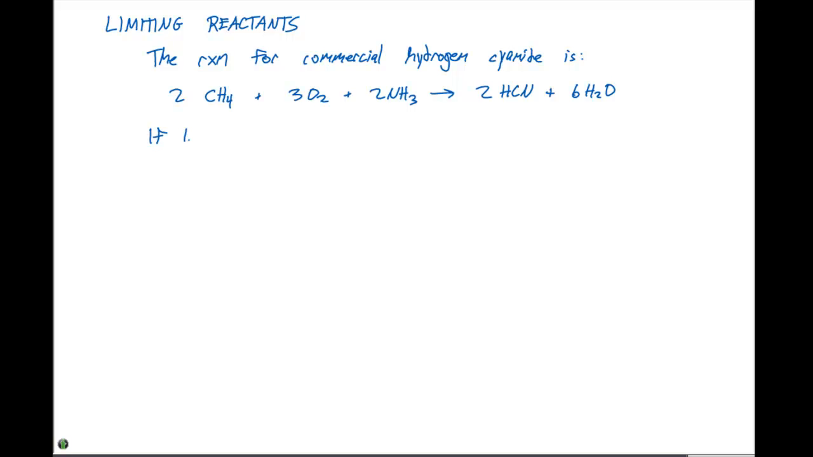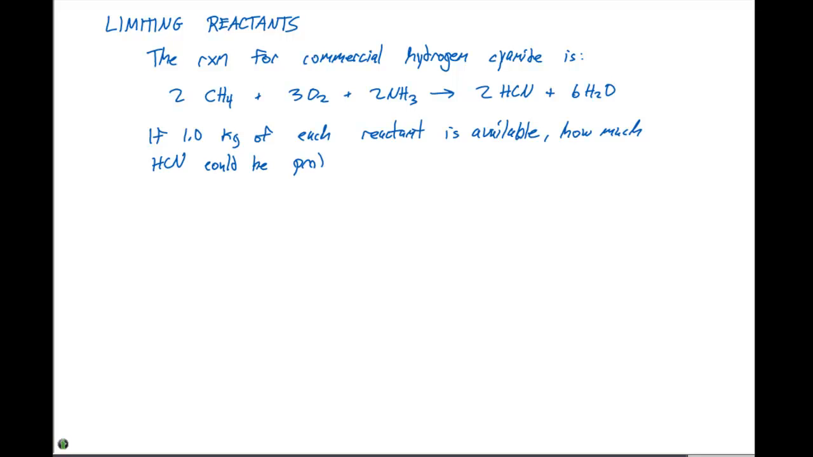If 1.0 kilograms of each reactant is available, how much HCN could be produced? So the first thing that we're going to have to do is determine what's called the limiting reactant. And that is what's going to run out first.